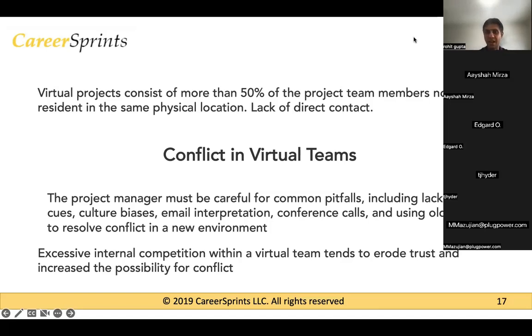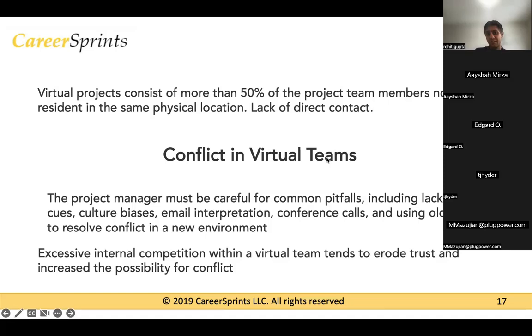So one of the major challenges of a virtual team is that there is no direct contact. You don't have the person physically present in front of you. So you cannot see, although you may be on video as well, but you may not be able to see or understand everything that person is going through, or you may miss the context of many things when you're in a virtual environment, right?